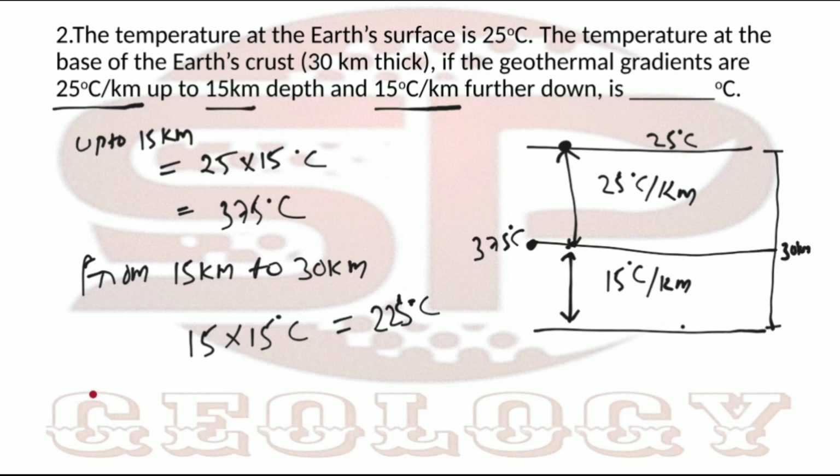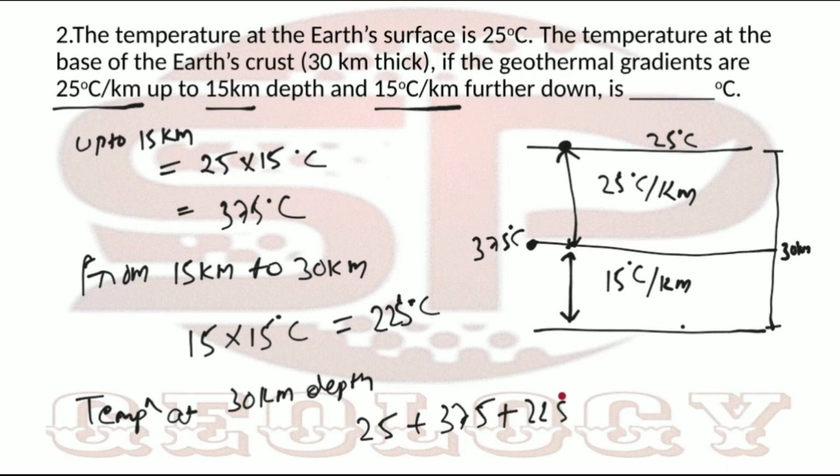So the total temperature at 30 kilometer depth will be 25 plus 375 plus 225, which will be 625 degrees centigrade. At the base, the temperature will be 625 degrees centigrade.